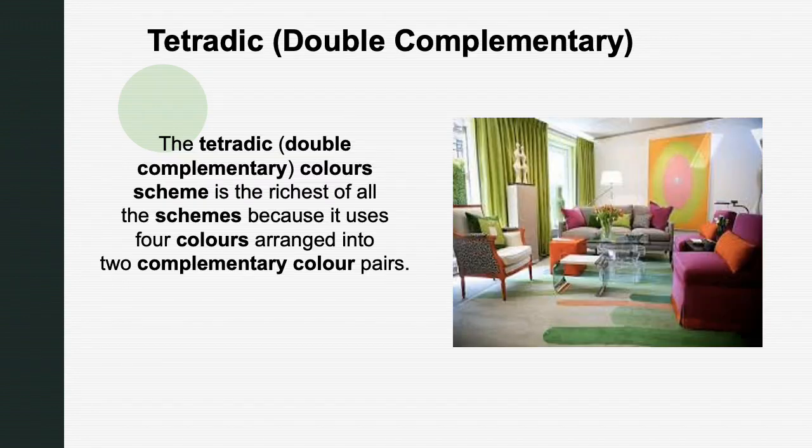Tetradic. Tetradic means four or double complementary. The tetradic double complementary color scheme is the richest of all the schemes because it uses four colors arranged into two complementary color pairs. So it looks beautiful. It creates interest for people.